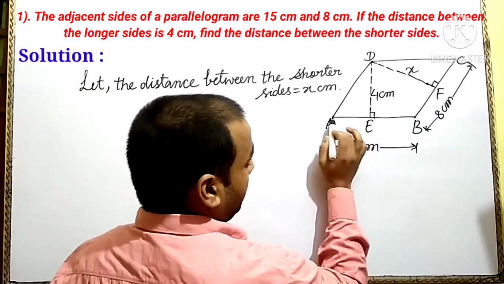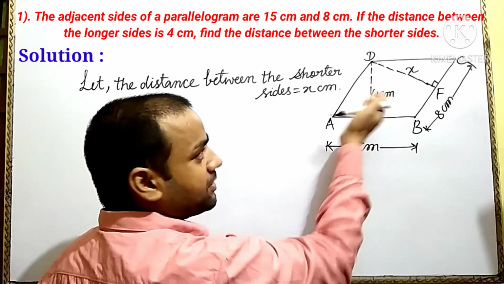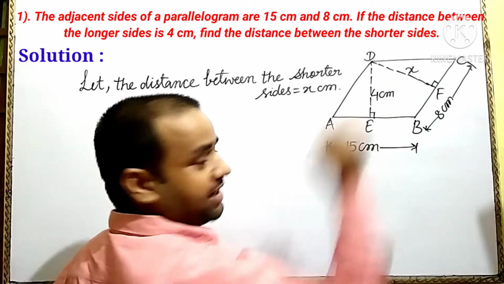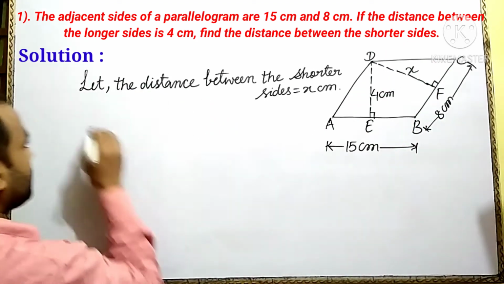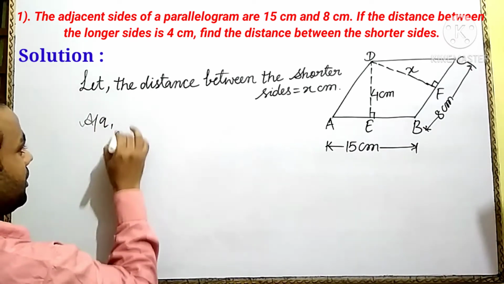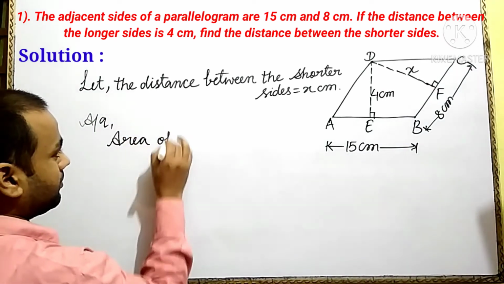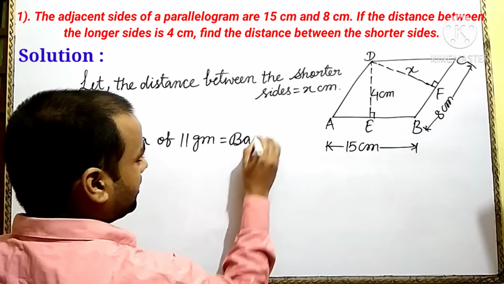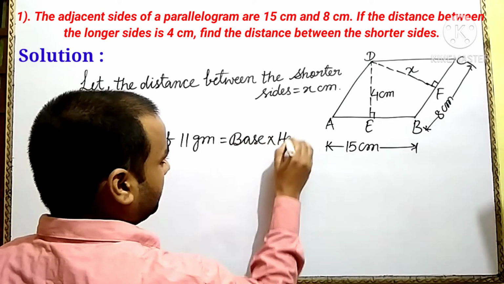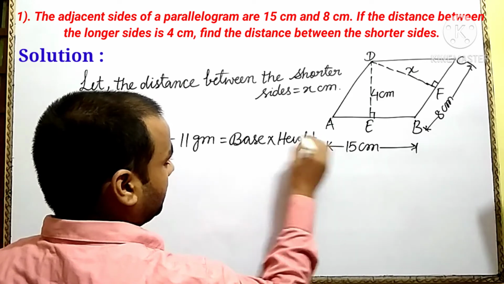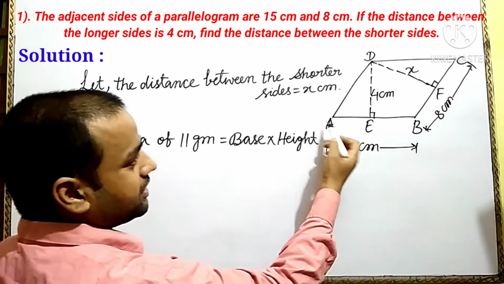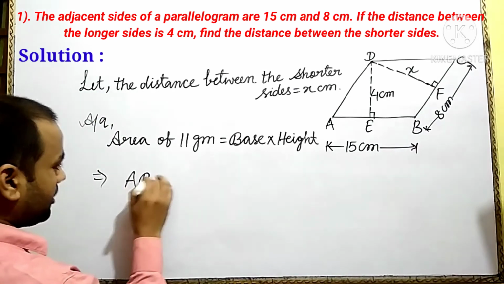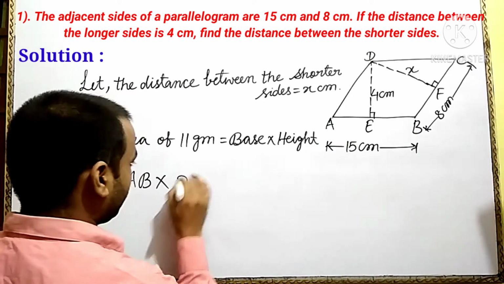So here AB is a base. The corresponding height is 4 centimeter. When we take base BC, the corresponding height is x. Is it clear? So according to the question, area of parallelogram is equal to base into height. In this case, first we take the base AB. So here base we take AB. The height will be the corresponding DE.